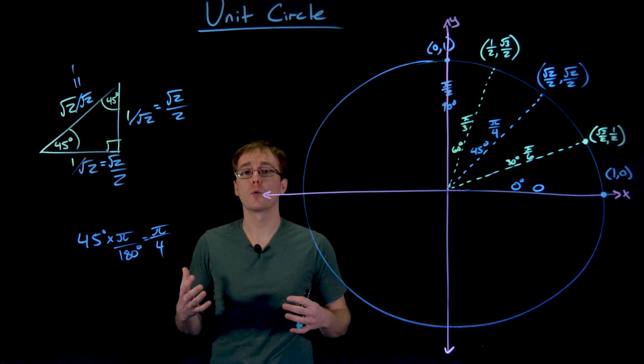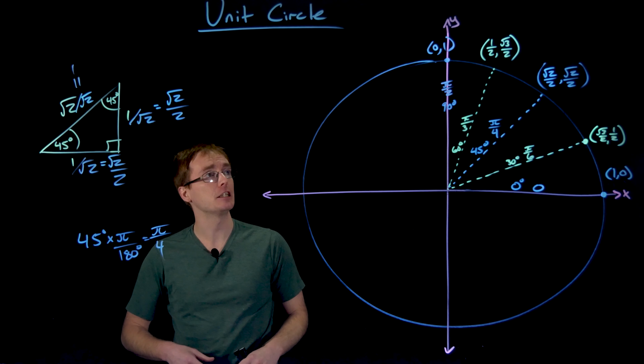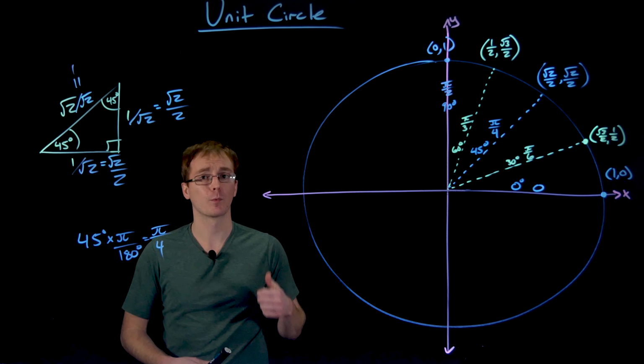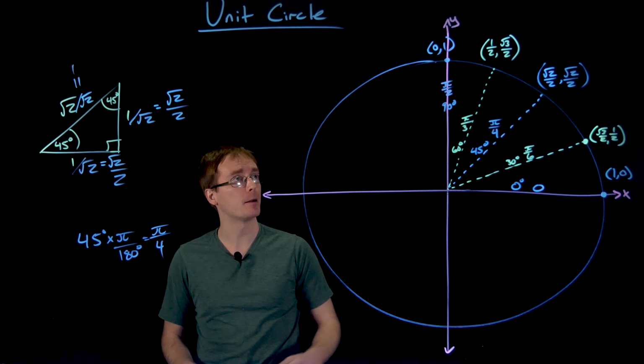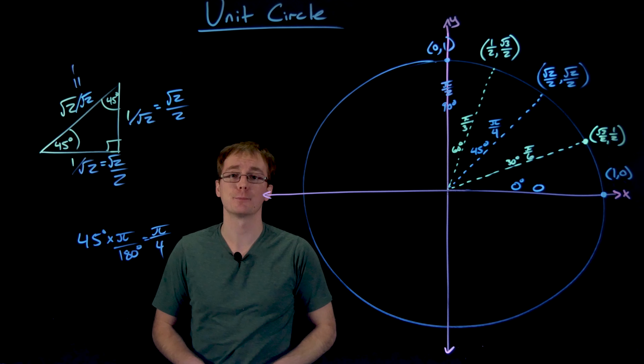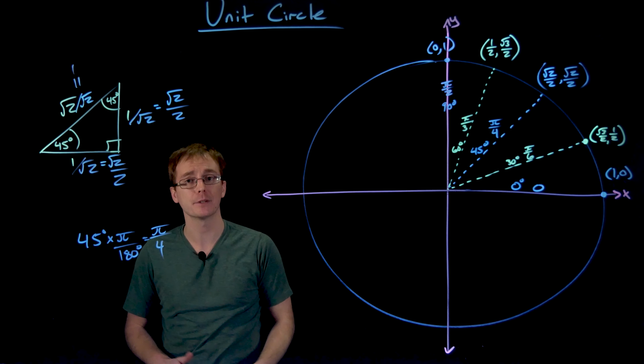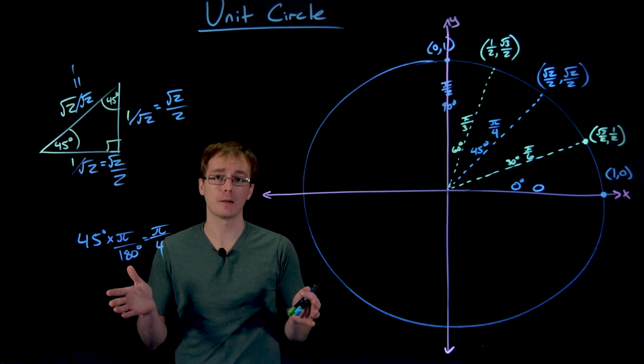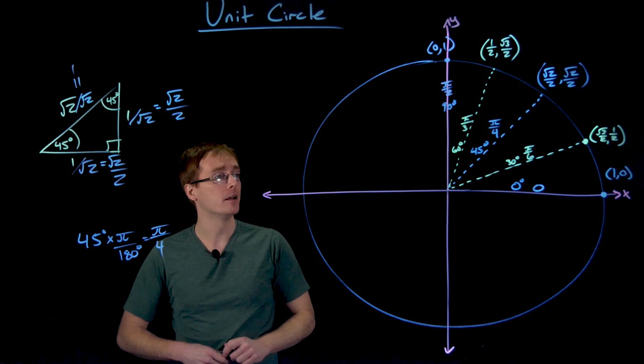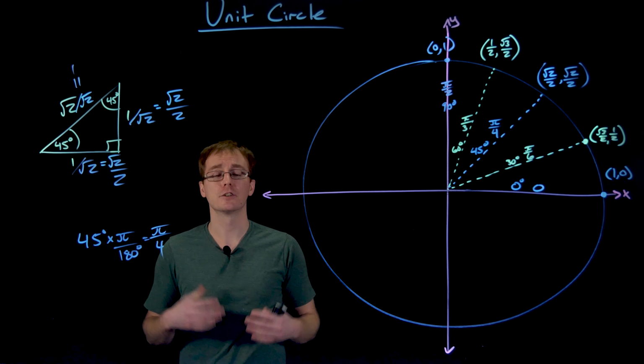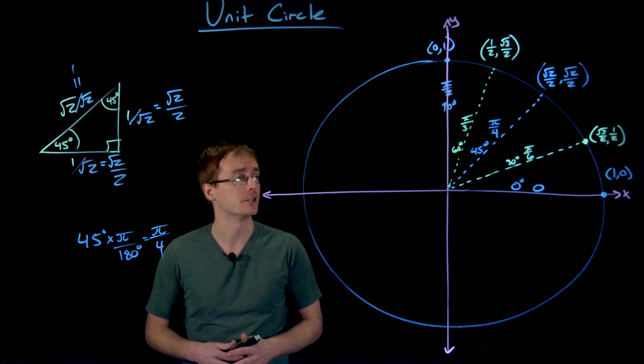So remember, we're working our way towards finding 16 key points on our unit circle. We're going to want to have those 16 key points memorized, as well as all the corresponding angles in both radians and degrees. And that's a lot of information to remember. It's definitely worth remembering, but there's some strategies that we can use to really help us remember all that information.